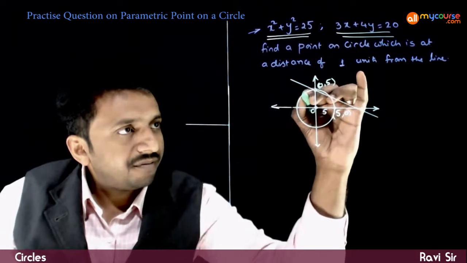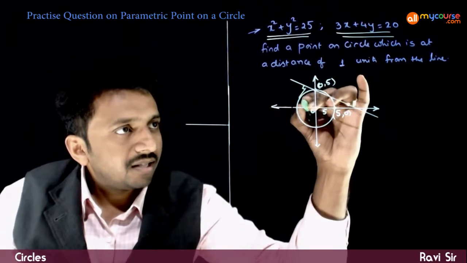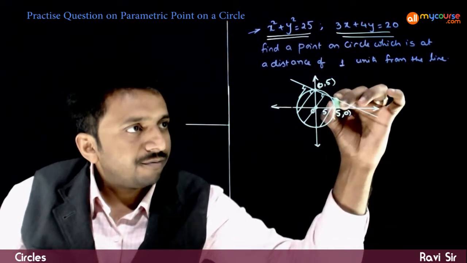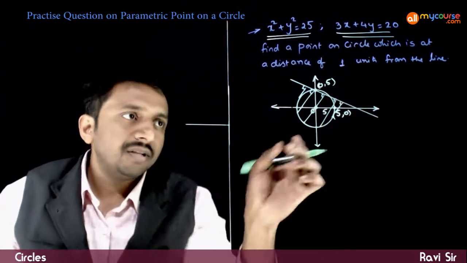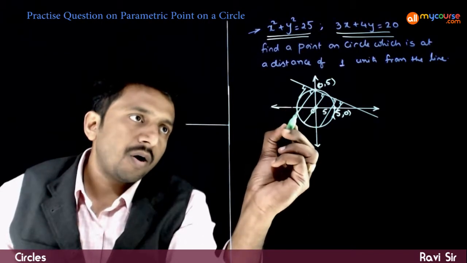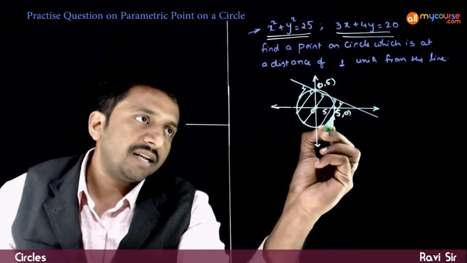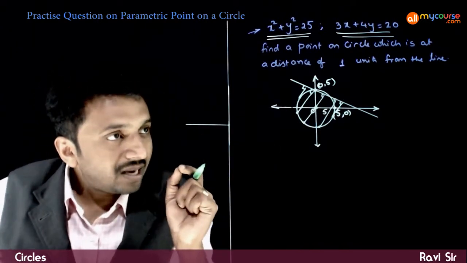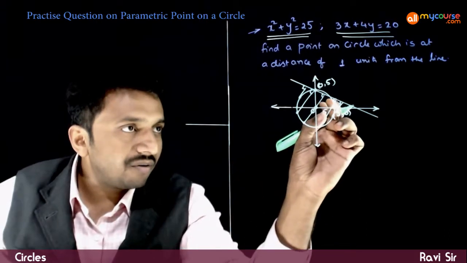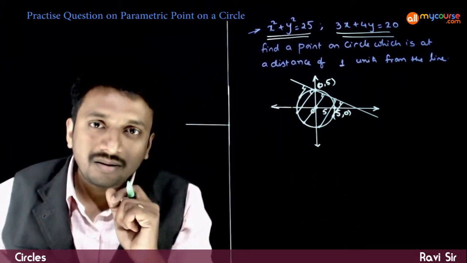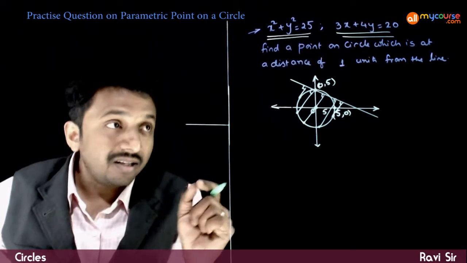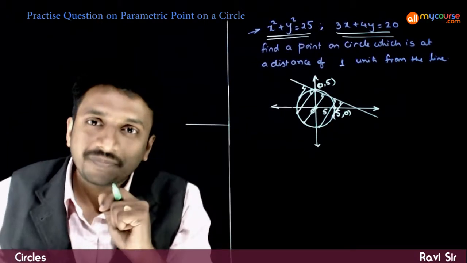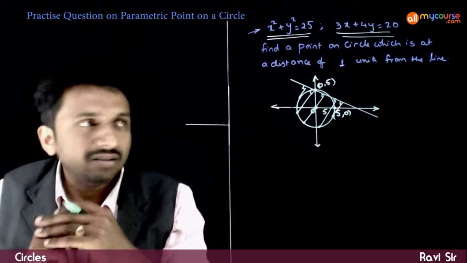Now if you take different points on this circle, they'll be at different distances from this line. So you're asked to find that point which is at a distance of 1 unit. When you draw this to scale, I want that point which is at a distance of 1 unit from this line. So how do we solve this? What is the first step?